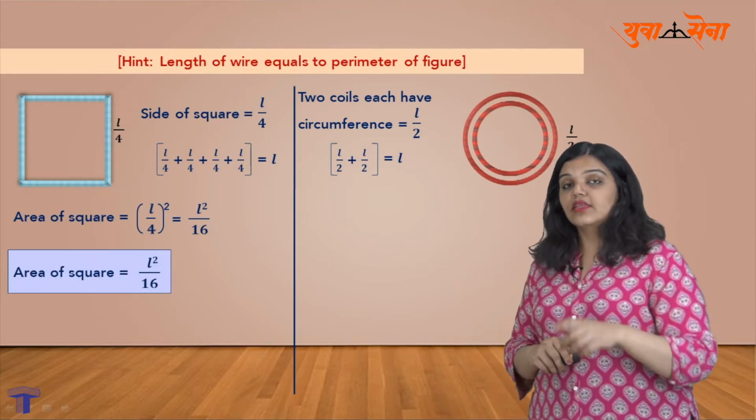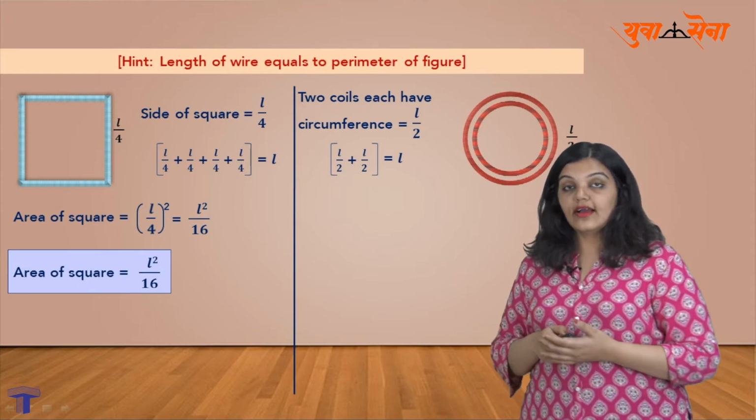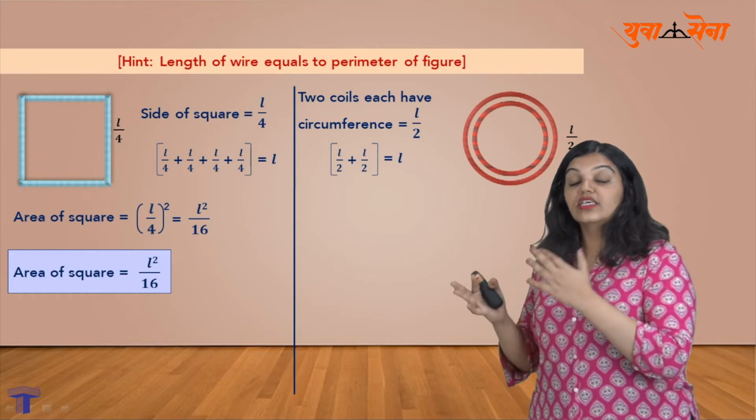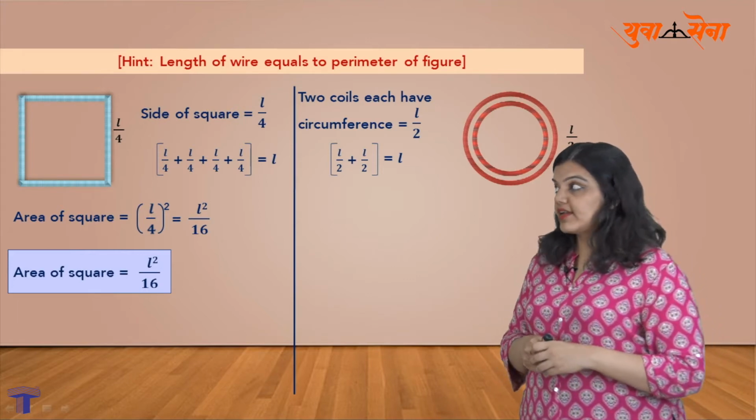I'm going to do the same thing for my two-looped coil, that's find the area. But to find the area of a circle, which each of these loops are, I need the radius. So the first thing I want to do is find the radius.